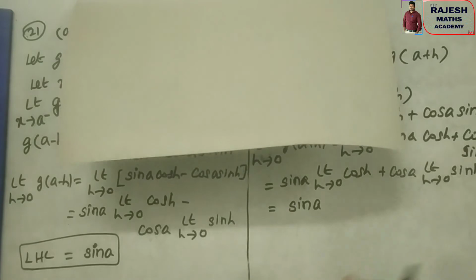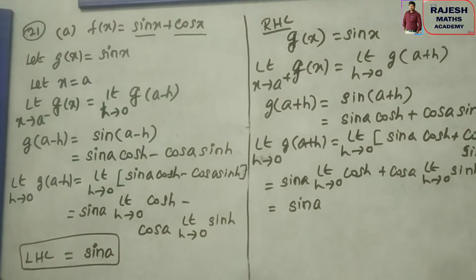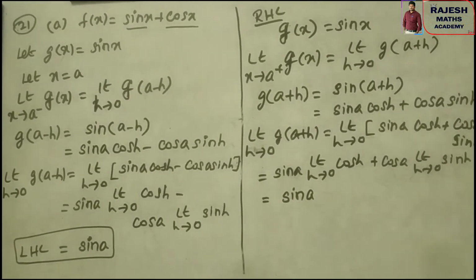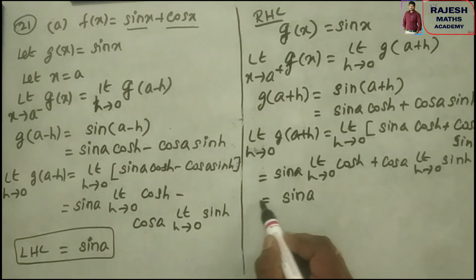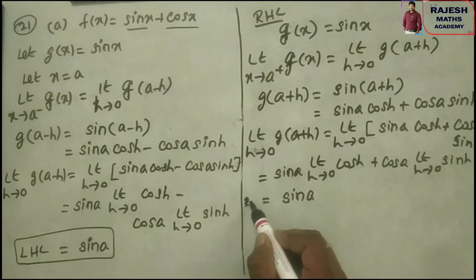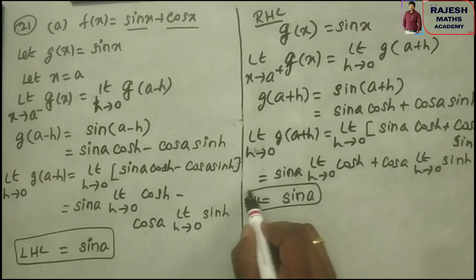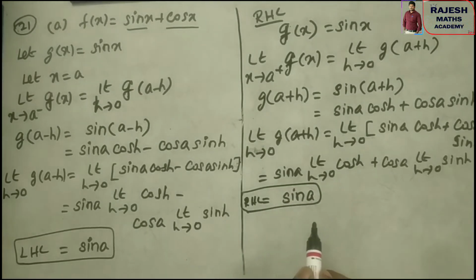Now the second term, applying the limit, we will get sin 0, which is 0. So my RHL is equal to sin a. So LHL equal to RHL, I got.